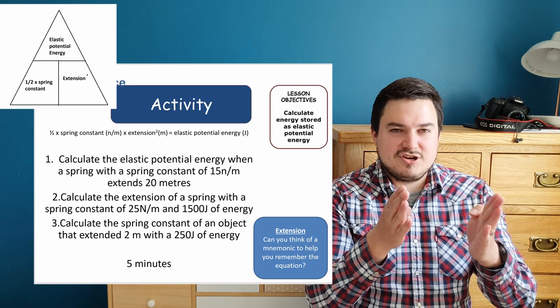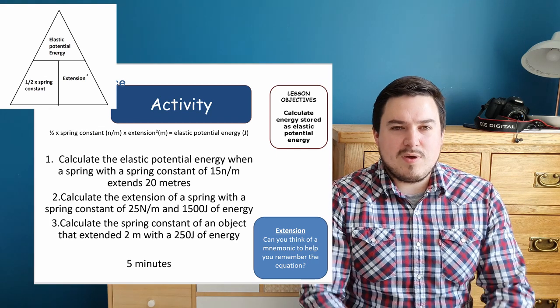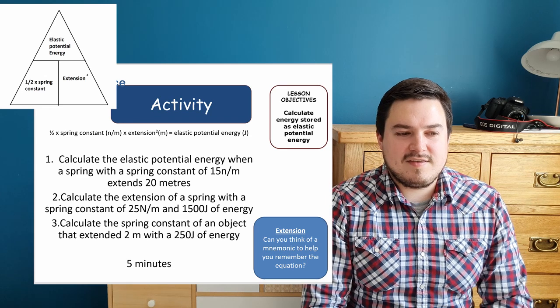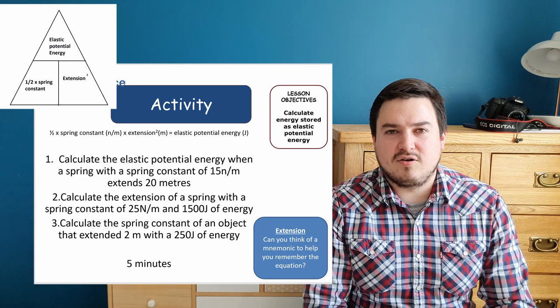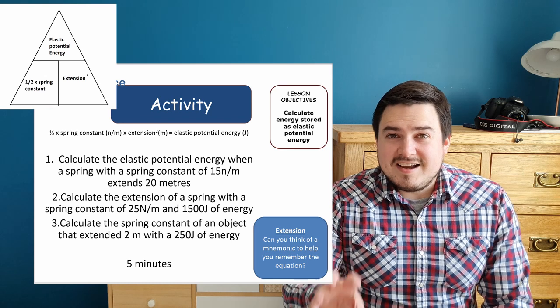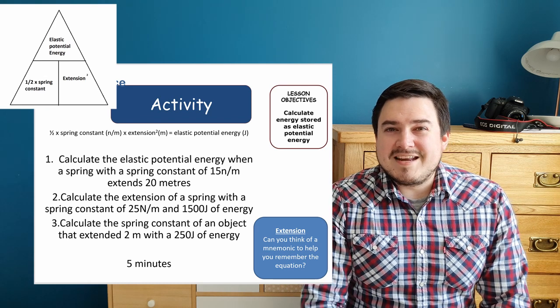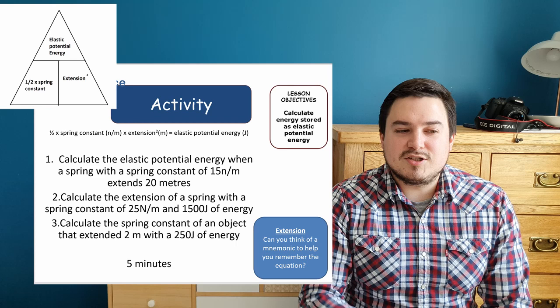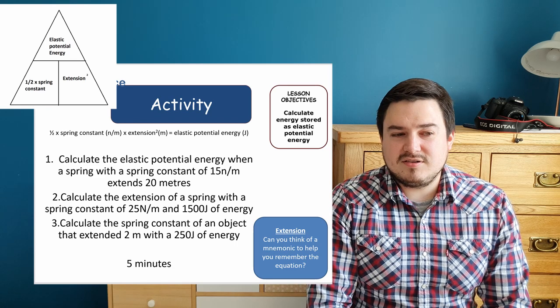So we have elastic potential energy as one thing we're going to work with, we have extension squared as another thing, and we have half the spring constant as another. We can put those three things into the triangle, but you'd need to remember there is an extra step if you're calculating half the spring constant.